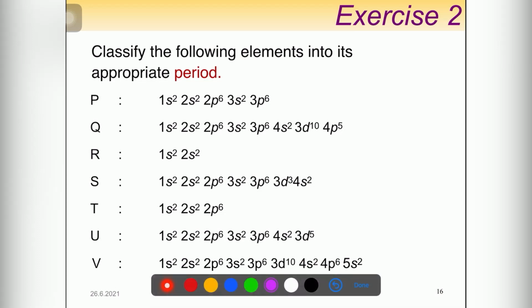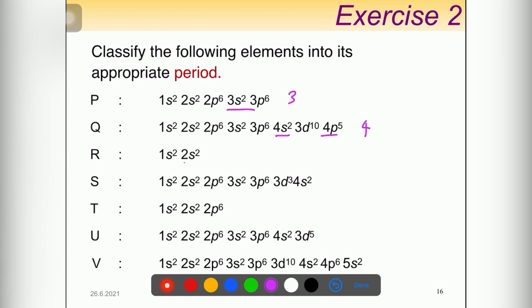It needs you to classify the following elements into their appropriate period. So for P, highest n is 3, so it is located at period 3. Q, highest n is 4. Okay, there are 2 orbitals at n equal to 4, s and p, so it is in block P, and highest n is 4. It is located at period 4.